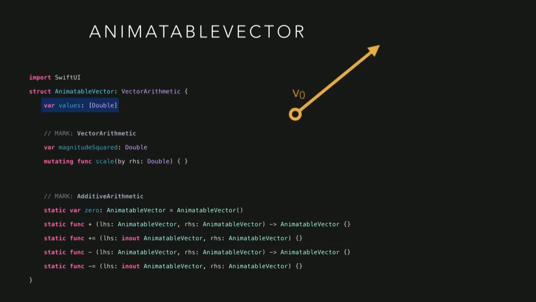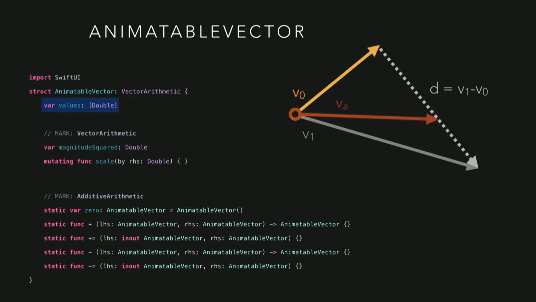Let's assume we have the vector v0, and we want to animate it into a new position, v1. So what does SwiftUI do? It first computes the difference vector, v1 minus v0, and then during the interpolation, every vector va is computed as the sum of the starting vector and the scaled difference vector. The scale factor is set by the animation curve, usually from 0 to 1. It's high school math, but it's really important to understand what's going on beneath the bonnet.